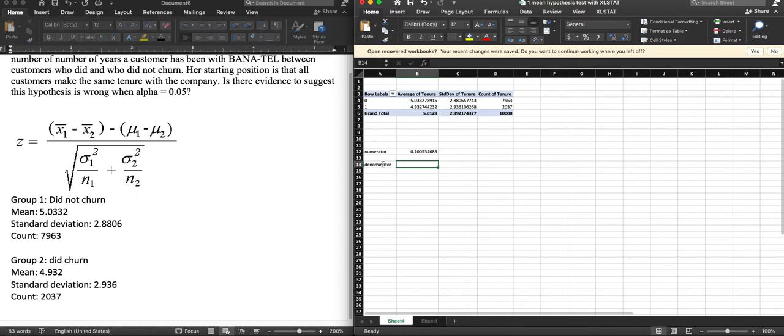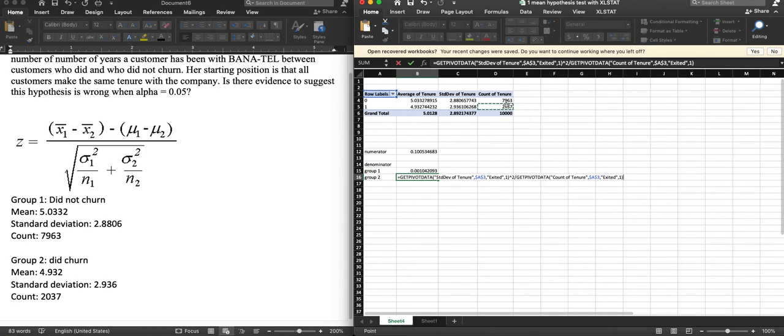Okay, I'm going to do this in 2 parts. I'll do it for group 1, group 2. So sigma squared is the standard deviation squared. That is also called the variance. So we will take standard deviation. If you do shift 6, that gives you a little caret. That can do squared. And I will divide it by the count of that group. For group 2, take their standard deviation, little caret, so it's squared, divided by the number in that group.